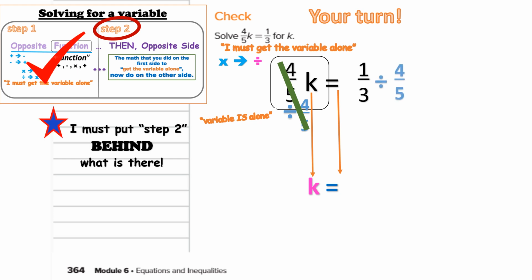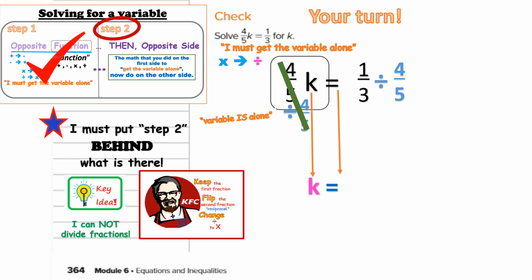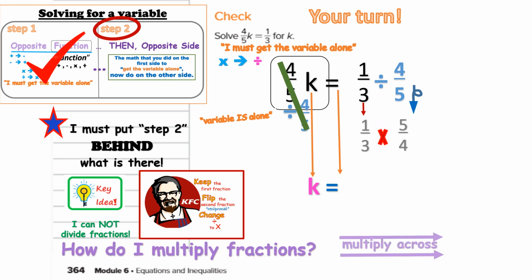When I have 1/3 divided by the 4/5, then hopefully you went through your KFC. You kept your first one, you flipped your second one, you got 5/4. You changed your division to multiplication, and then you said, oh, I just multiply across. So 3 times 4 is what? 3 times 4 is 12. And then 1 times 5 is 5. I end up with an answer of 5/12.